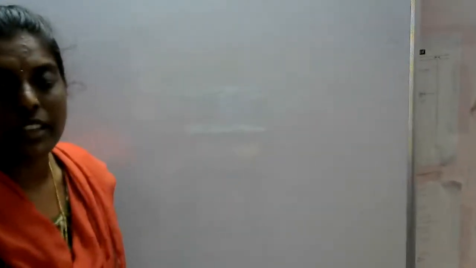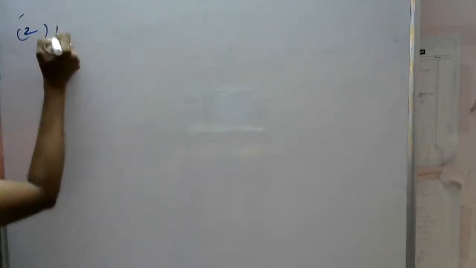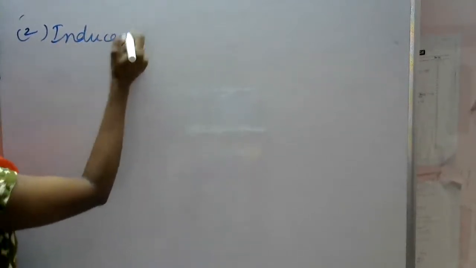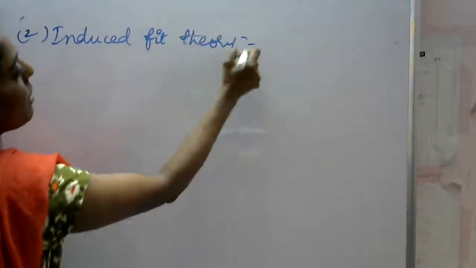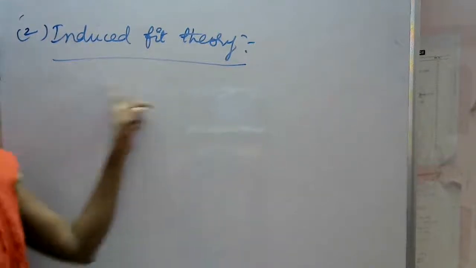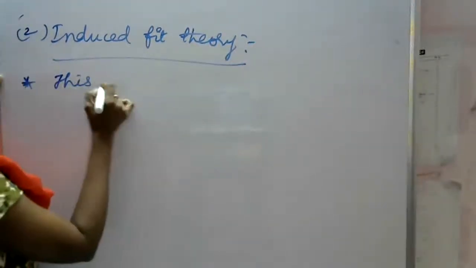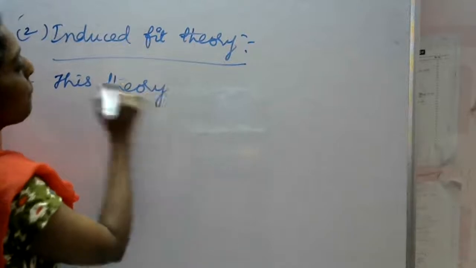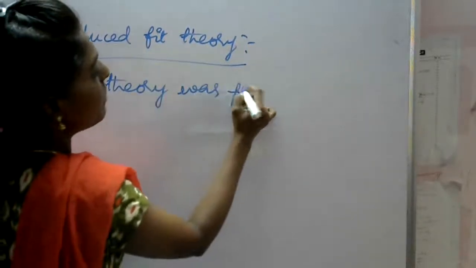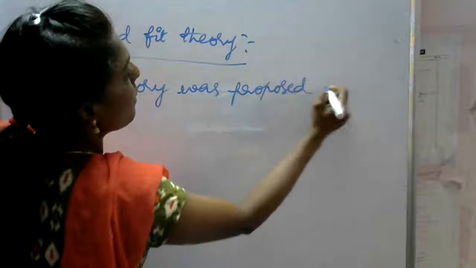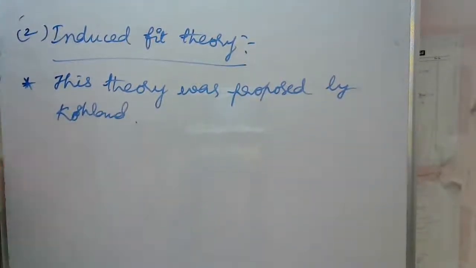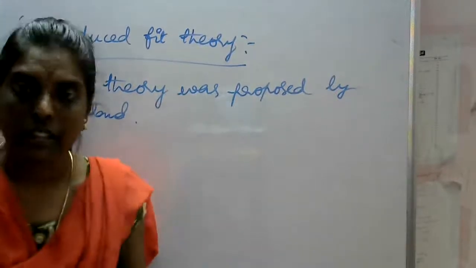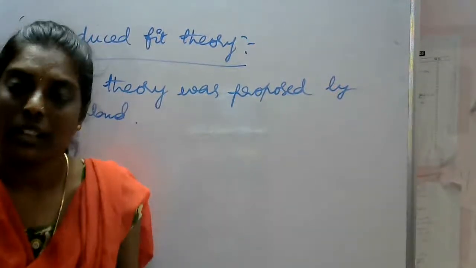So the first theory is occupancy theory. Here, the second one is induced fit theory. Induced fit theory was proposed by Koshland. Initially, he thought that this is applicable for only enzymes.